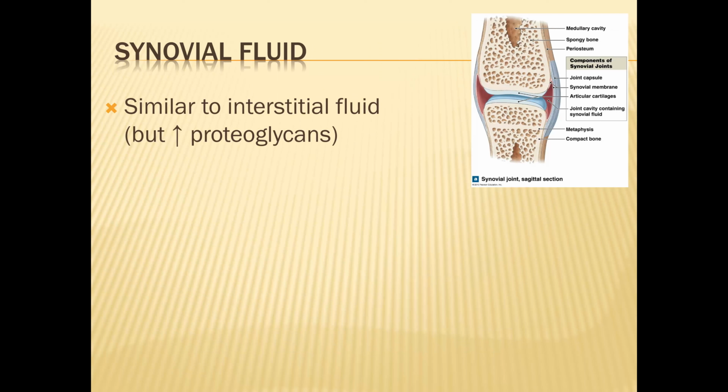So we mentioned the synovial fluid that was made by the cells of the areolar tissue in the synovial membrane. So let's talk in more detail about the synovial fluid. It is very similar to interstitial fluid, but it does have a higher density of proteoglycans to give it more of a syrupy consistency.